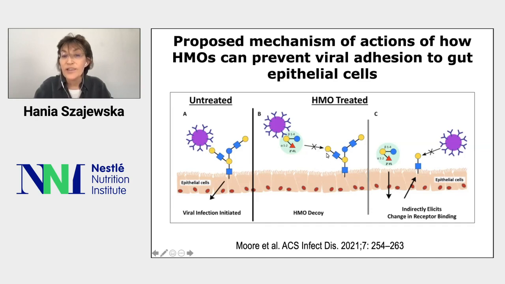And the structure of this viral receptor is very similar to the structure of oligosaccharides, such as 2-fucosylactose. If this HMO is present, the virus can adhere to it instead of the receptor on the surface of the epithelial cell, which prevents the attachment of the virus. So they serve as decoy receptors, and therefore they prevent the initiation of the viral infection. And last but not least, specific HMOs indirectly elicit changes in the receptor binding, again protecting against viral infection.